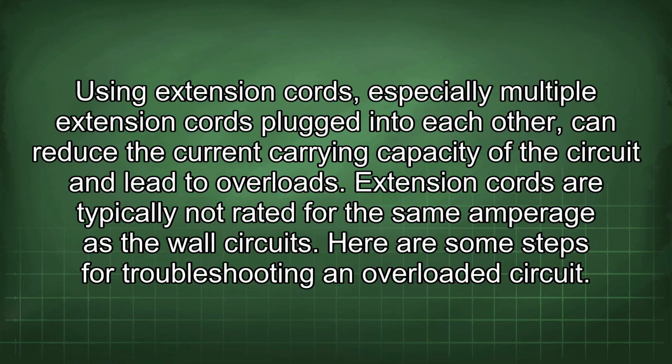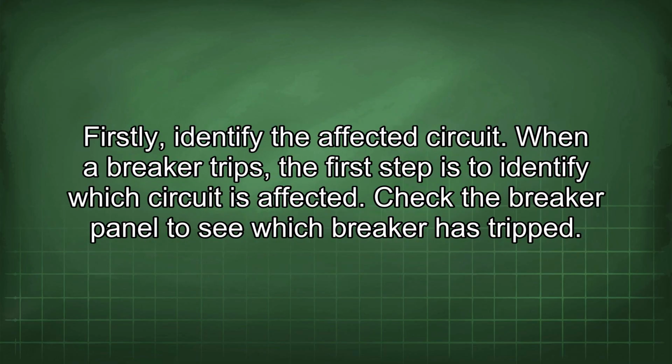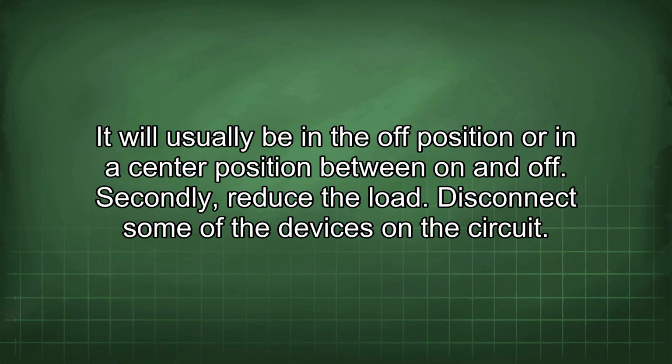Here are some steps for troubleshooting an overloaded circuit. Firstly, identify the affected circuit. When a breaker trips, the first step is to identify which circuit is affected. Check the breaker panel to see which breaker has tripped. It will usually be in the off position or in the center position between on and off.